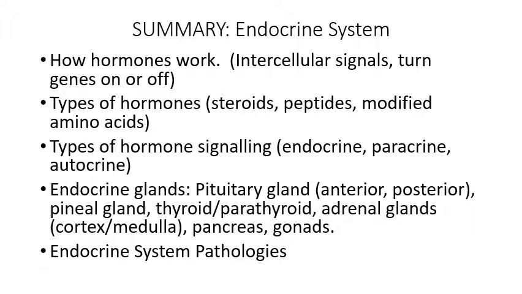All right, so we discussed how hormones work. These are intercellular signals. Some of them are made of steroids, some of them are made of peptides, and so on. Right? And we talked about the different types of hormone signaling: endocrine signaling versus paracrine and autocrine signaling, and neuroendocrine signaling, which is not on the list. We did a long review of the major endocrine organs: the pituitary gland, anterior versus posterior, the pineal gland, the thyroid, parathyroid, etc. And we did a discussion of endocrine system pathologies.